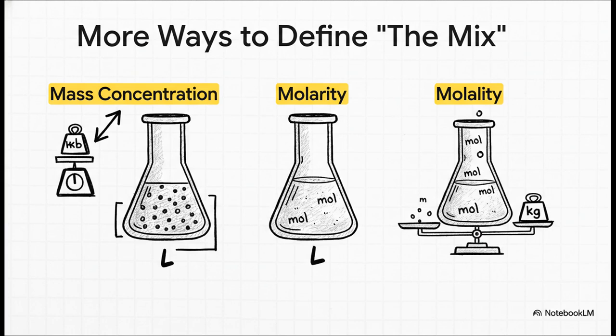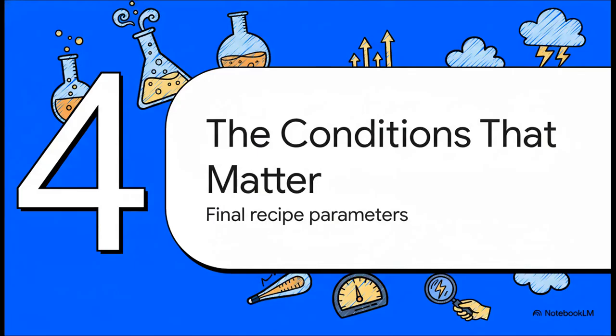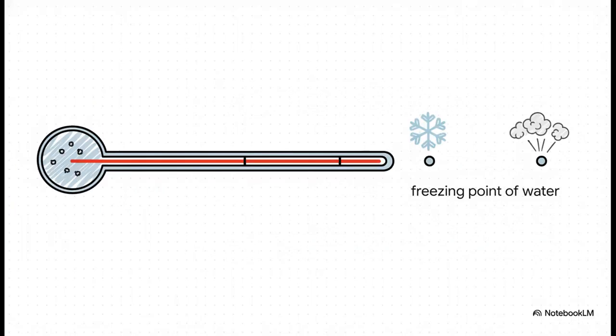Now, of course, there are other ways to talk about a mixture. You'll probably run into terms like concentration, molarity, or molality. They all basically describe how much of one thing is dissolved in another. You see these pop up all the time, especially in chemistry and biology. We are so close. We know how much of each ingredient we have, and we know their exact proportions in the mix. But there are two final, absolutely critical pieces we need for a perfect, repeatable recipe: the conditions our mixture is actually in. First up, temperature.